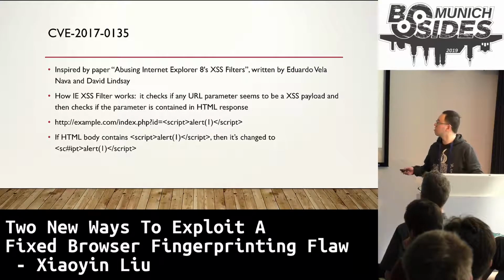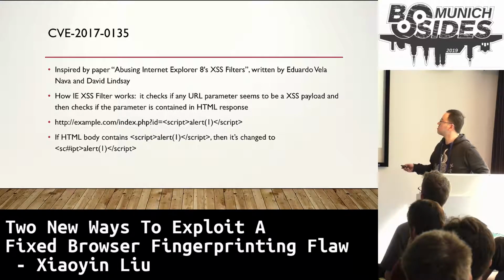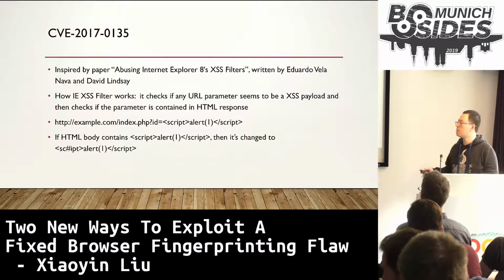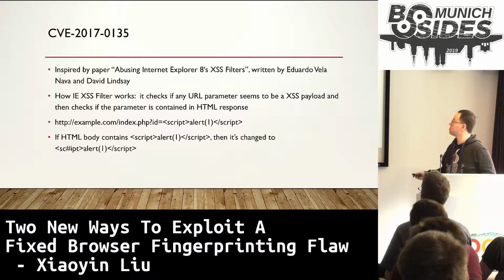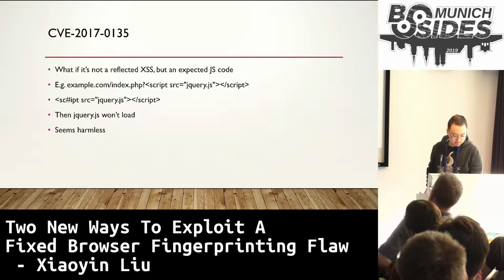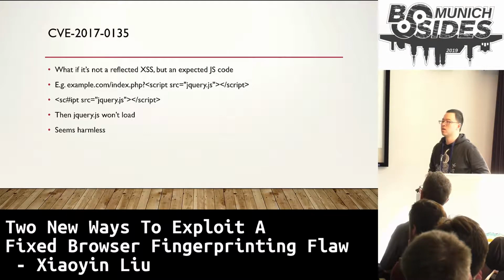So for example, in this URL, the ID parameter is a script attack. So Internet Explorer thinks this can potentially be a cross-site scripting payload. And then it checks if in the HTML there's the same string. If there's the same string, it changes the script tag to sc#ipt. Basically, this script is just disabled. But what if it's not a reflected cross-site scripting, but an actual JS code in the HTML source?